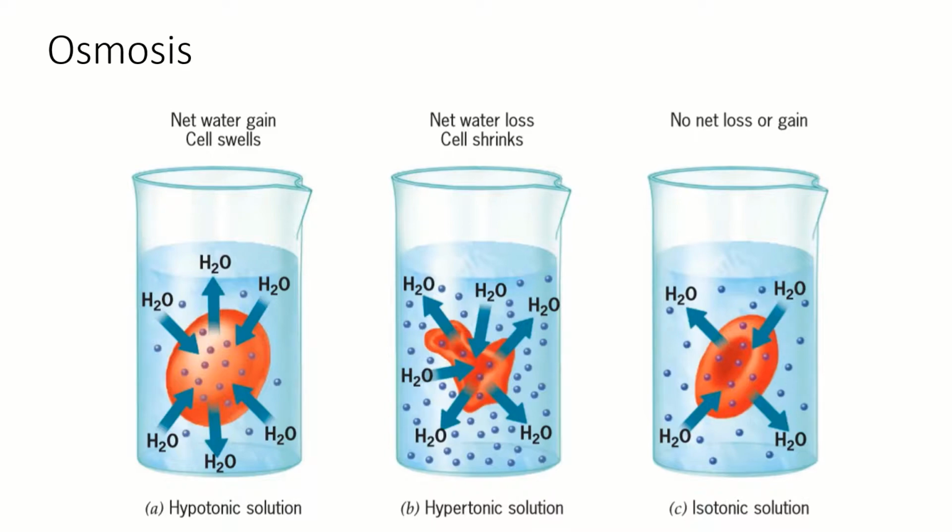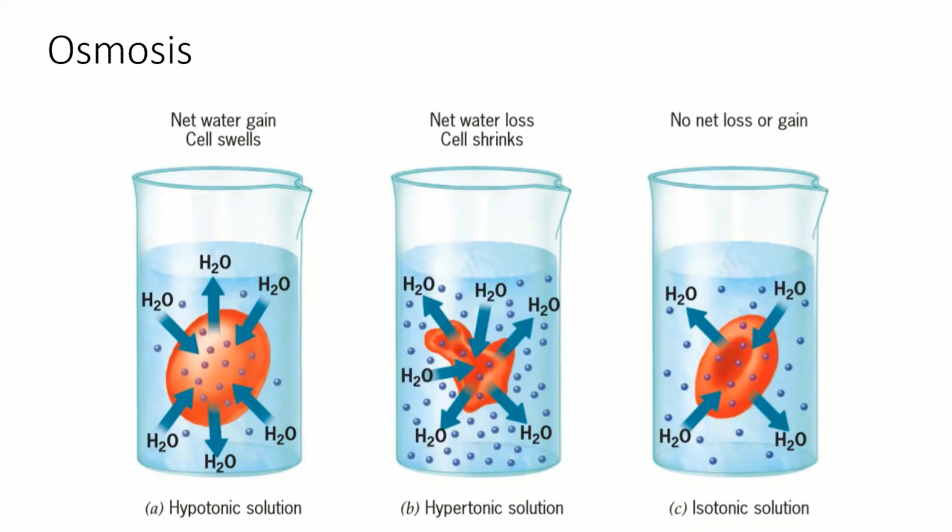So there are three types of tonicity. We have hypotonic solutions, wherein the concentration of water on the outside is greater than the concentration of water on the inside, or the concentration of solute on the outside of the cell is lesser than the concentration of solute on the inside. So you may look at it using those two perspectives.